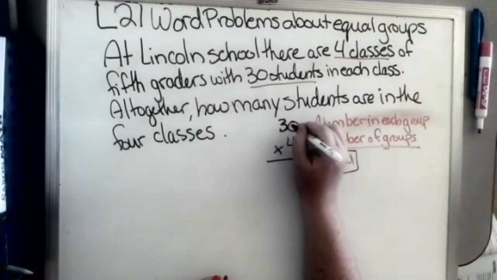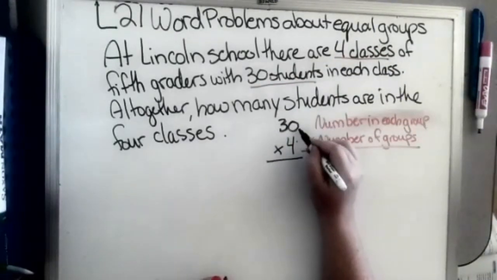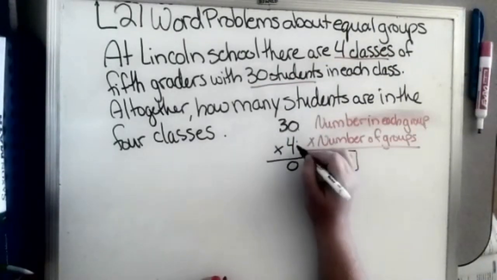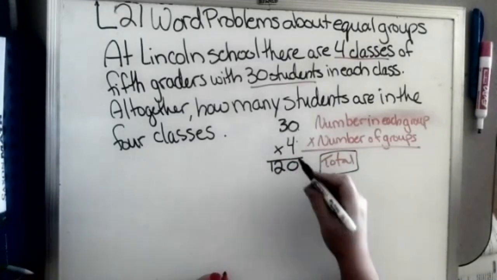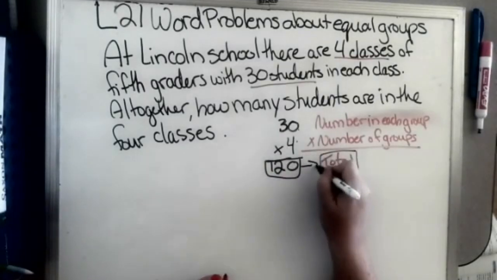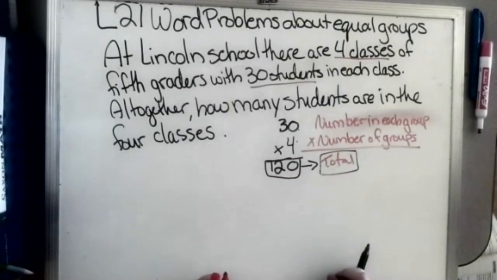So let's do our multiplication. 4 times 0 is 0. 4 times 3 is 12, 120. So there are 120 students altogether. Let's look at another one.